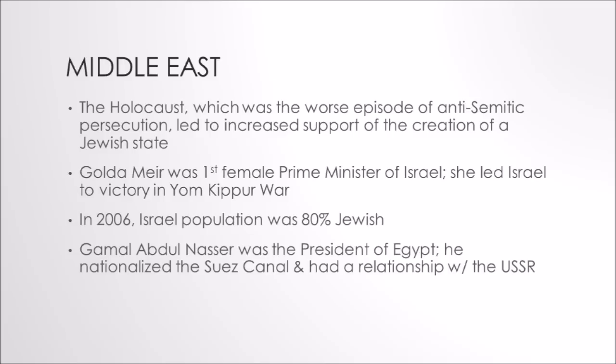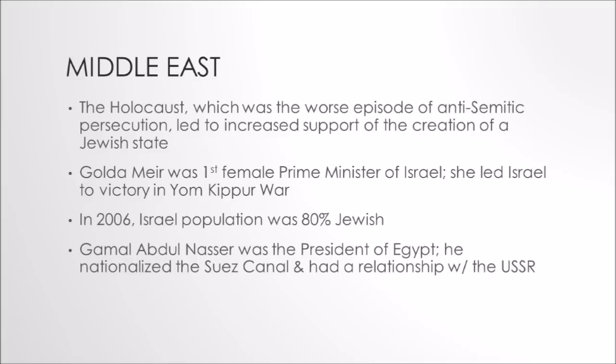The Holocaust, which was the worst episode of anti-Semitic persecution, led to increased support of the creation of a Jewish state known as Israel. Golda Meir was the first female prime minister of Israel. She led Israel to victory in the Yom Kippur War. In 2006, the Israeli population was 80% Jewish.